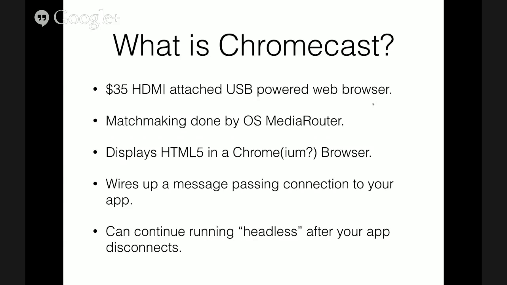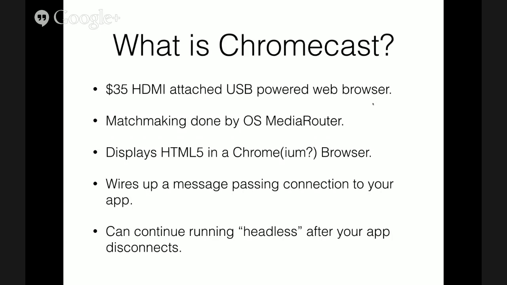As far as you're concerned in the app, all the matchmaking between you and the Chromecast is done behind the scenes. You don't really have to know anything about Wi-Fi or broadcast or any of that matchmaking stuff. It displays HTML5 in a Chrome-based browser. And then you can make an HTML page of your design, or you can get a canned one, which I'll go over in a minute. And it wires up all the message passing and getting a connection set up with your app.